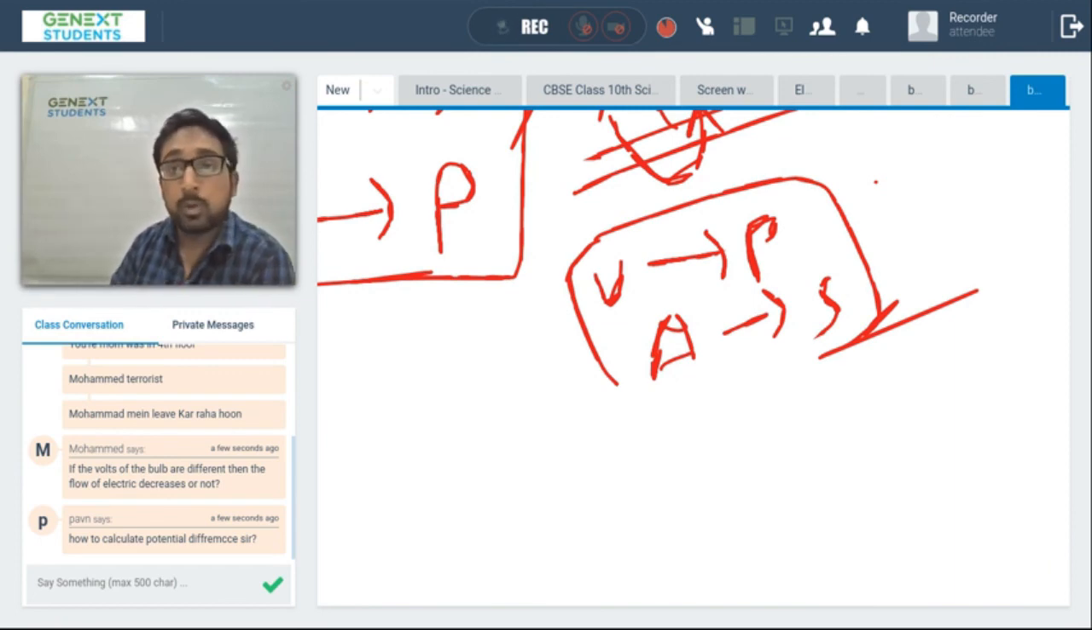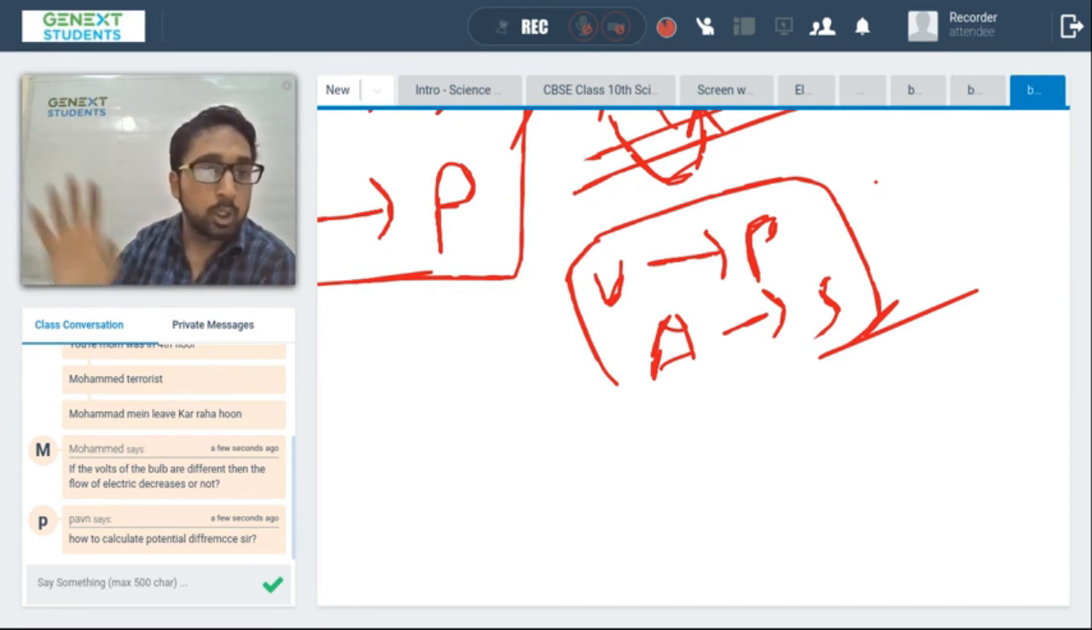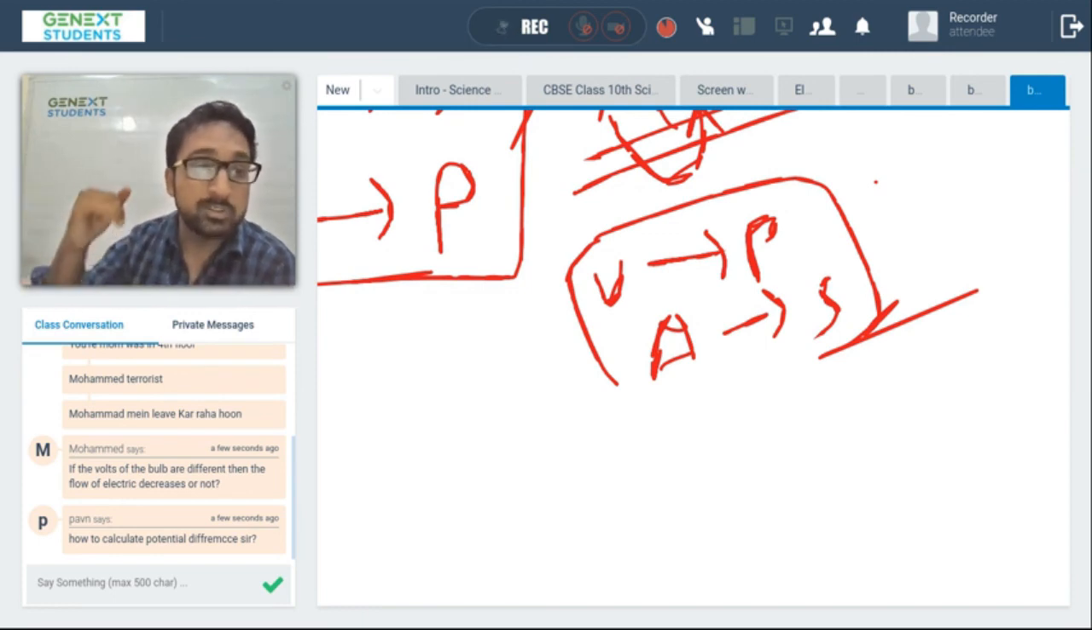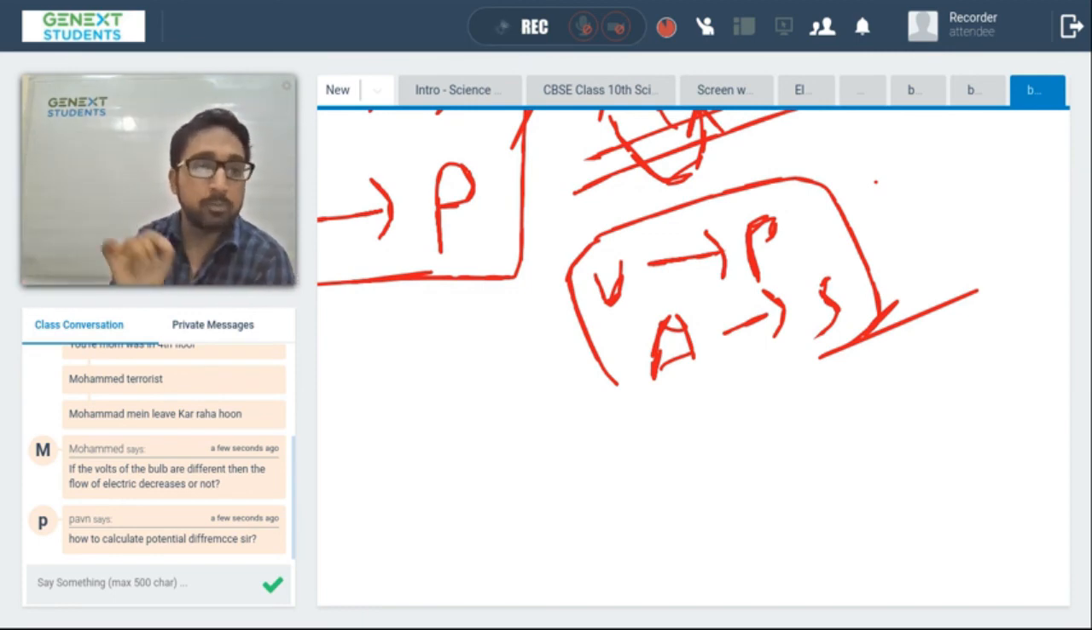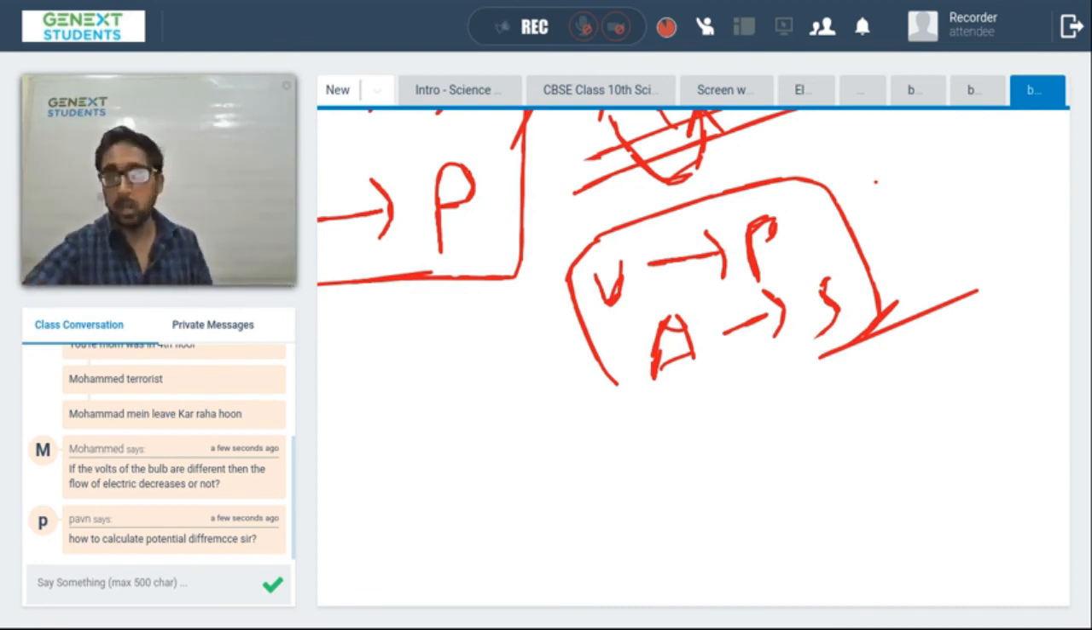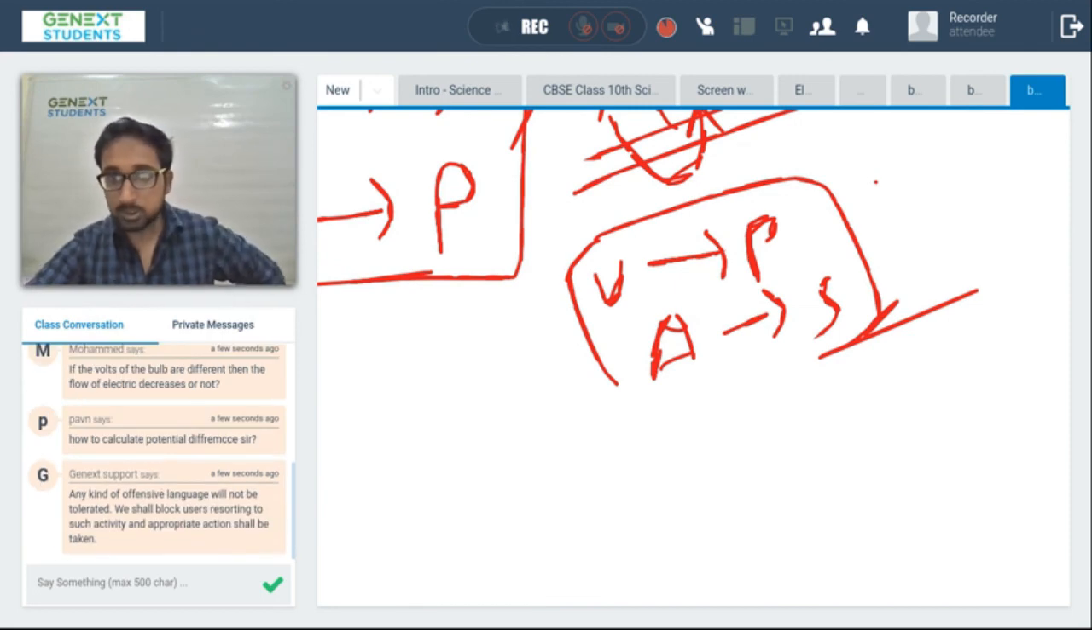What was the first formula? The first formula was VIT, Vellore Institute of Technology. VIT is in South India, therefore it is very much hot in there. So the heat formula is VIT. H equal to VIT. As simple as that. Okay?